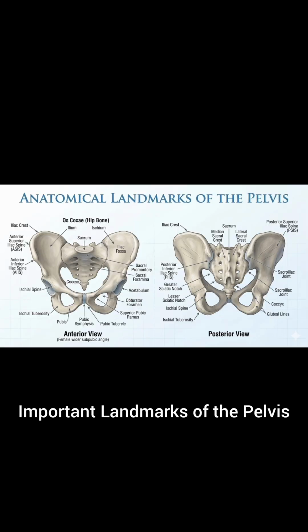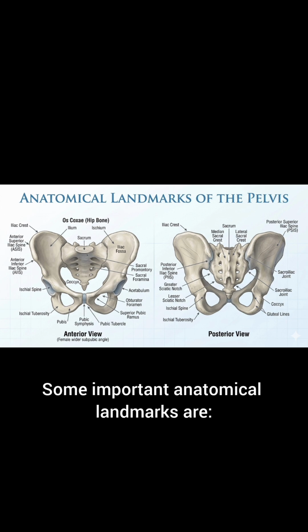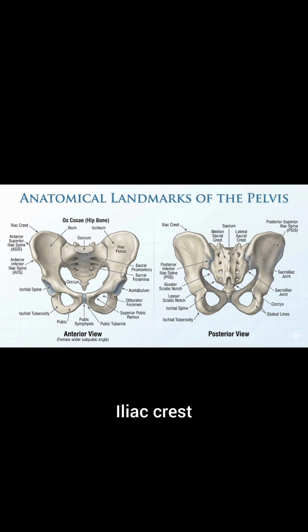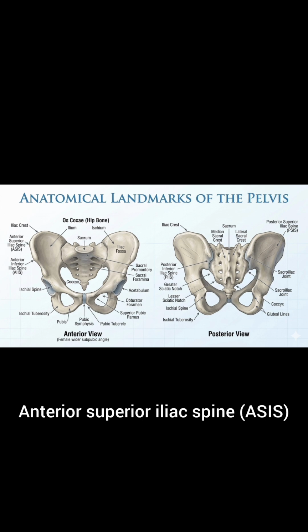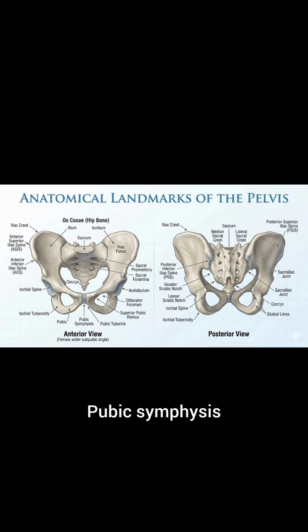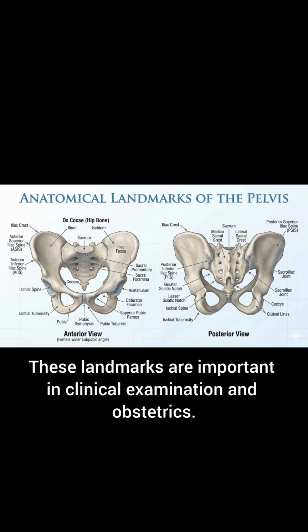Important landmarks of the pelvis. Some important anatomical landmarks are the iliac crest, anterior superior iliac spine (ASIS), ischial tuberosity, pubic symphysis, sacral promontory, and acetabulum. These landmarks are important in clinical examination and obstetrics.